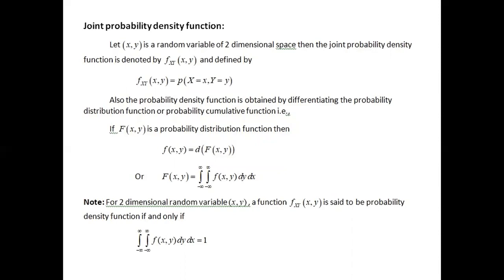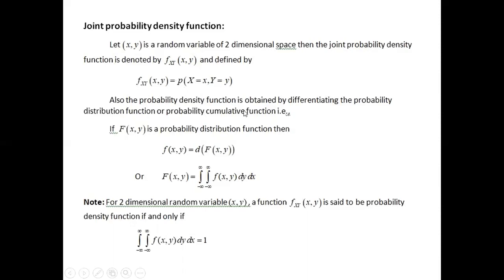Now that was for the discrete random variables X and Y. What happens if X and Y are both continuous random variables? If (X, Y) is a random variable in two-dimensional space, then the joint probability density function f of XY(x, y) is defined by f of XY(x, y) equals the probability of X equal to x and Y equal to y.